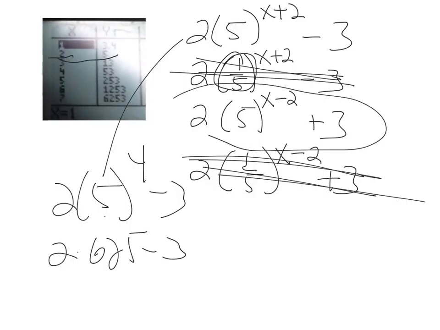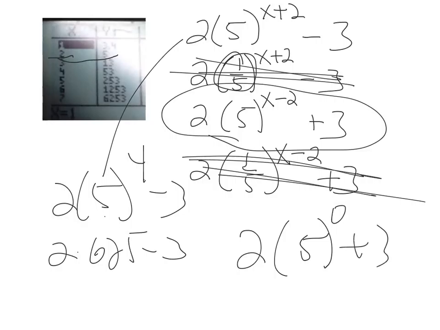So it must be that this is the model that'll work, and let's check it to make sure. So 2 times 5 raised to the 0 power plus 3, because if x equals 2, 2 minus 2 is 0, 5 to the 0 is 1, so 2 times 1 plus 3 is 5, and that is the model that works. So hope that helps you out.